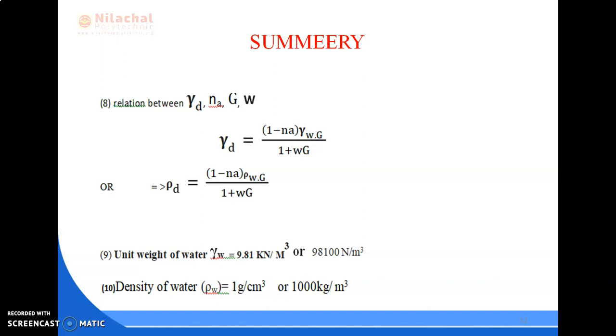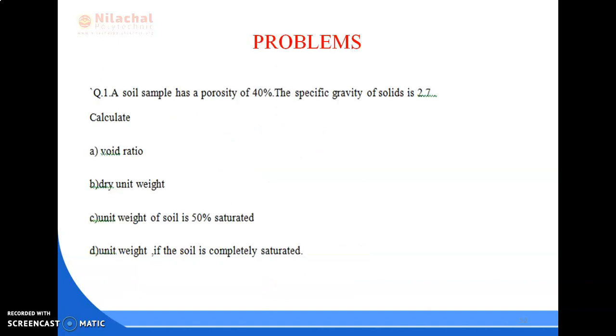So let us solve some problems. Question number 1: a soil sample has a porosity of 40%. The specific gravity of solids is 2.7. Calculate in part A the void ratio, in part B the dry unit weight, in part C the unit weight of soil if the soil is 50% saturated, and in part D the unit weight if the soil is completely saturated. So this is the question.